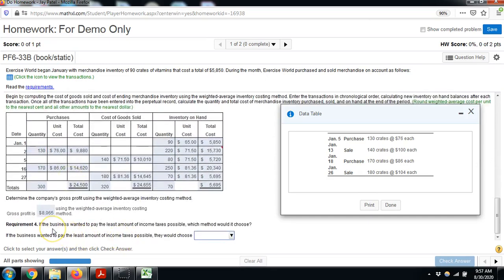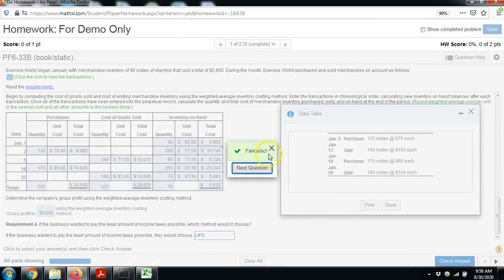Okay, so now the question is, if the business wanted to pay the least amount of income tax, which method would it choose? So income tax is calculated as a percentage of net income. So if we wanted to have a lower net income, we would want to have a lower gross profit. So we want to have LIFO because it has the lowest gross profit between these three methods. Okay, that's it.